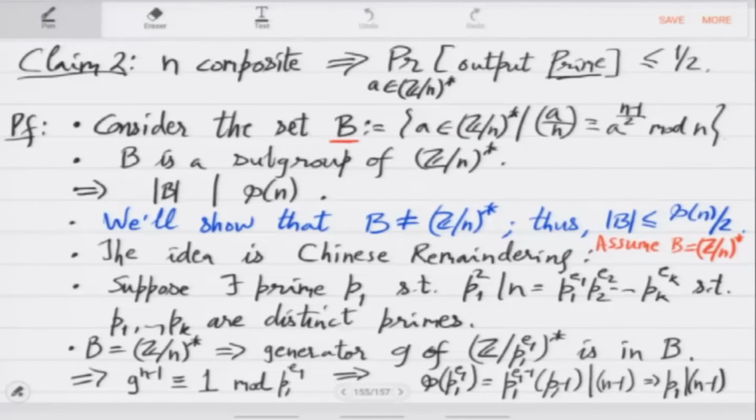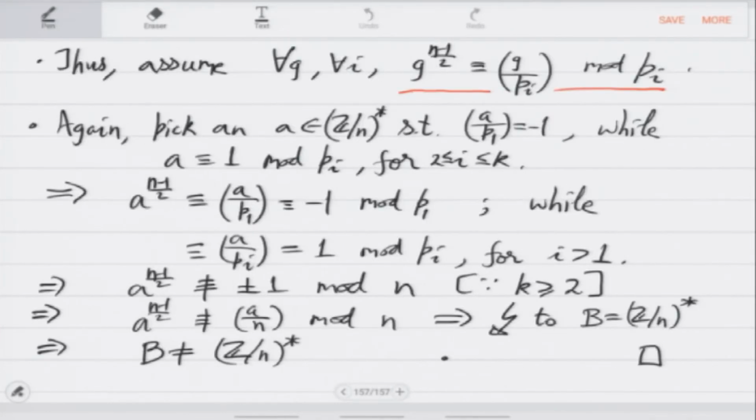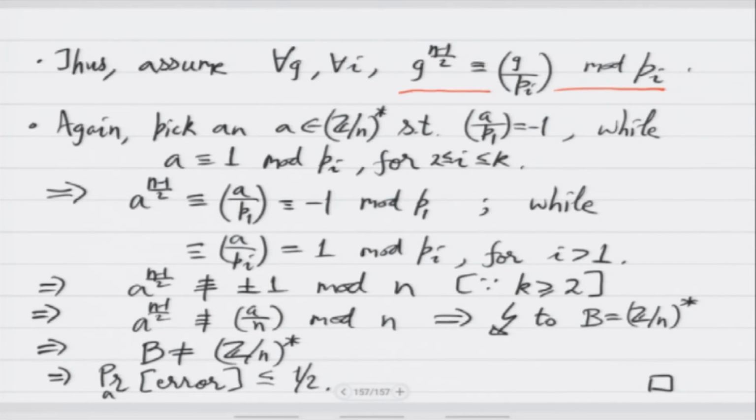So what this means is that the probability is at most half. So let's write that down. The probability over A's of error is less than or equal to half. Okay, so this is the first randomized polynomial time primality test with an elementary proof. Okay, so what next?